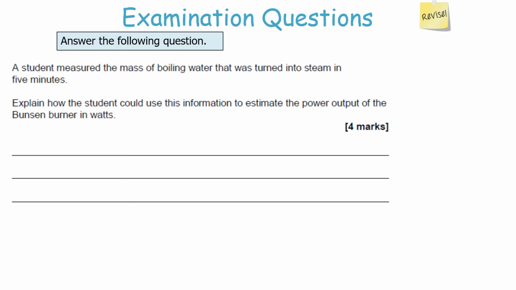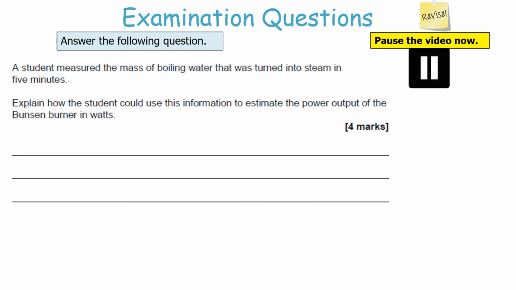The next question says, a student measured the mass of boiling water that was turned into steam in 5 minutes. Explain how the student could use this information to estimate the power output of the Bunsen burner in watts. So pause the video now, then unpause the video when you want to go through your answer.